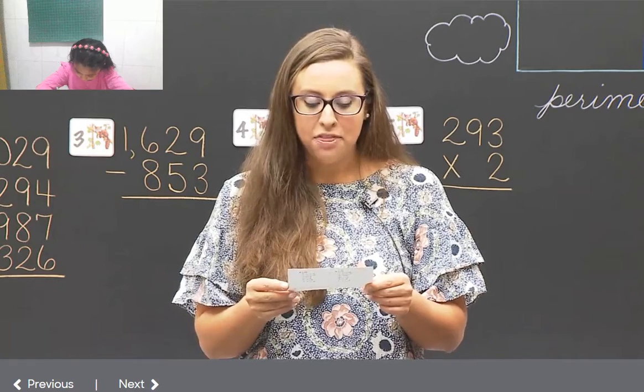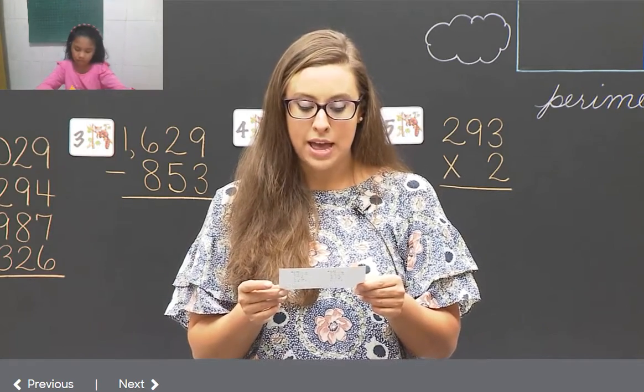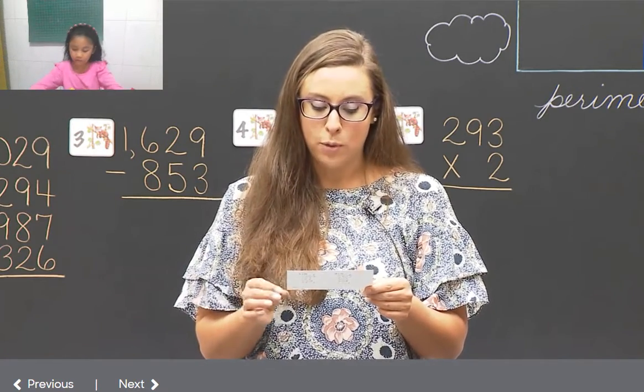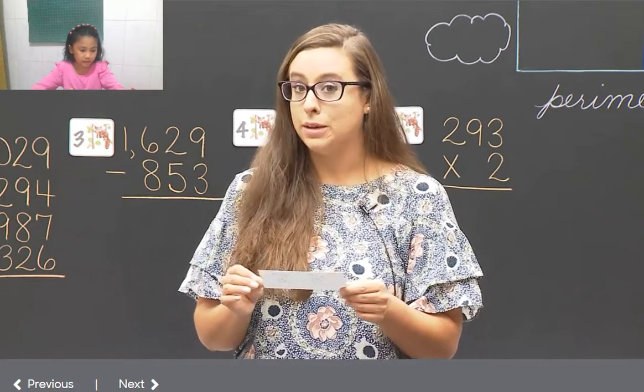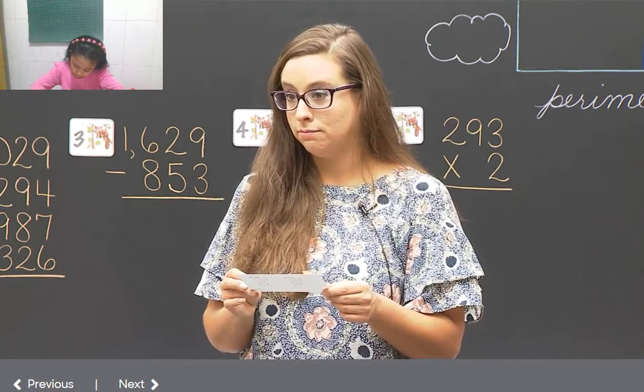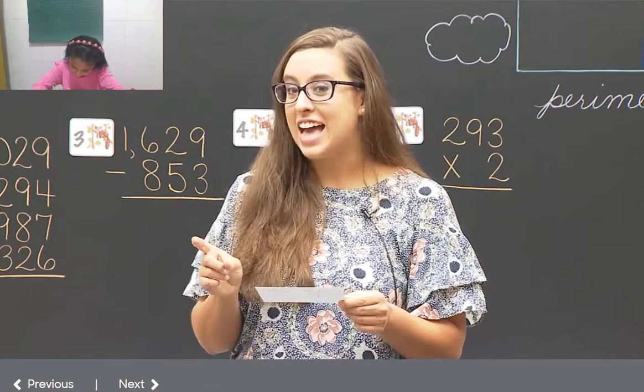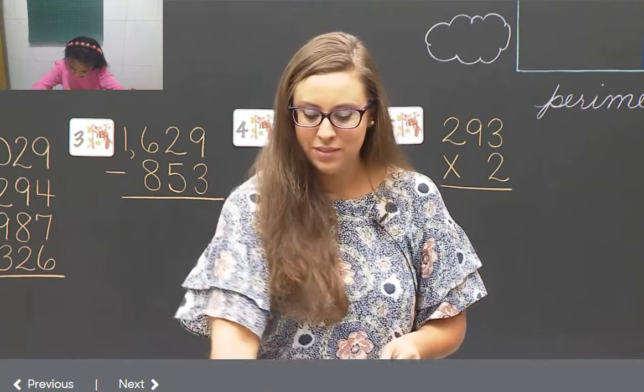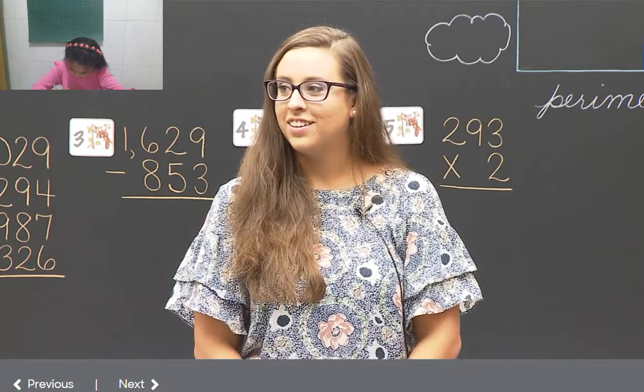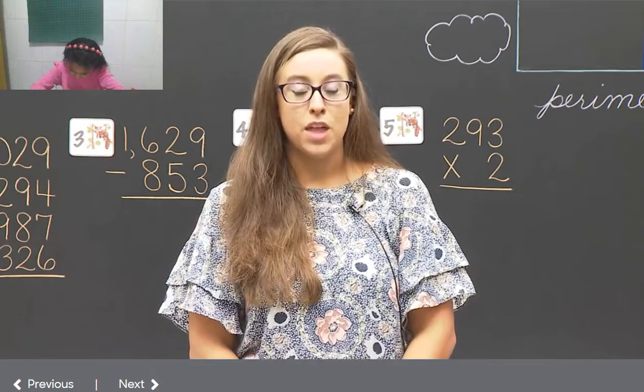That's it. Good thinking. At the goat farm, there are 9 hens that each have 4 baby goats. How many baby goats are there? Jacob? 36. Yes. How did you get 36, Jacob? 9 times 4 equals 36. That is correct. Nicely done.